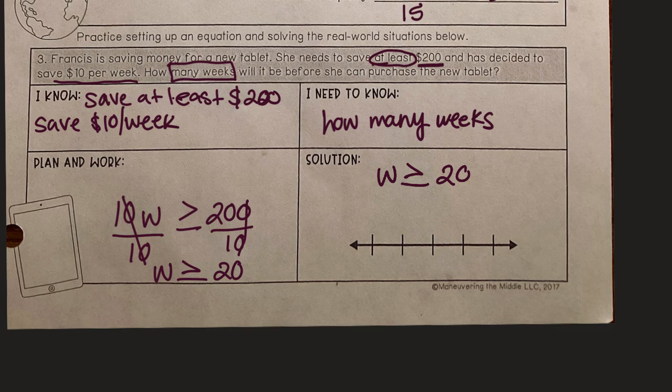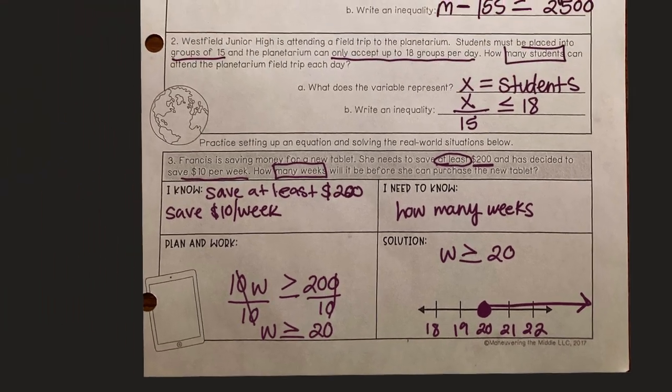Now, if I want to put this on a number line, I've got 18, 19, 20, 21, 22. I'm going to put a closed dot on 20 because I know that she needs to save for 20 weeks or more, because this is a greater than sign. Weeks need to be greater than or equal to 20. So that means my arrow is going to go this direction. Okay? And that would be the solution to this real world problem.